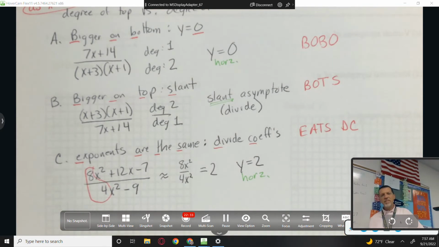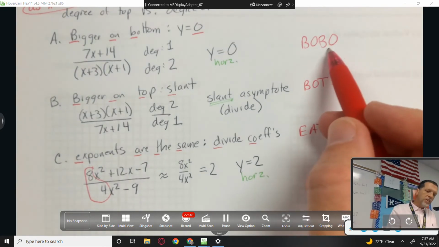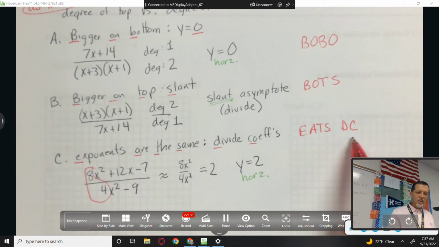Bobo Bots eats DC. It's like some dumb sci-fi movie: the attack of the Bobo Bots on our nation's capital. Bobo Bots eats DC. So Bobo's our favorite. You just get 0. Eats DC is pretty easy because you just divide the coefficients.